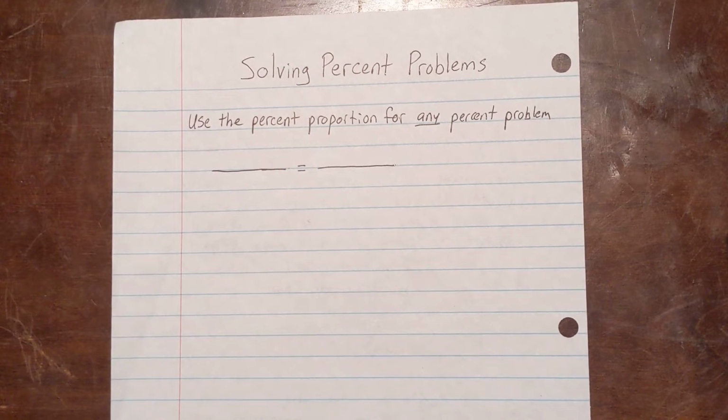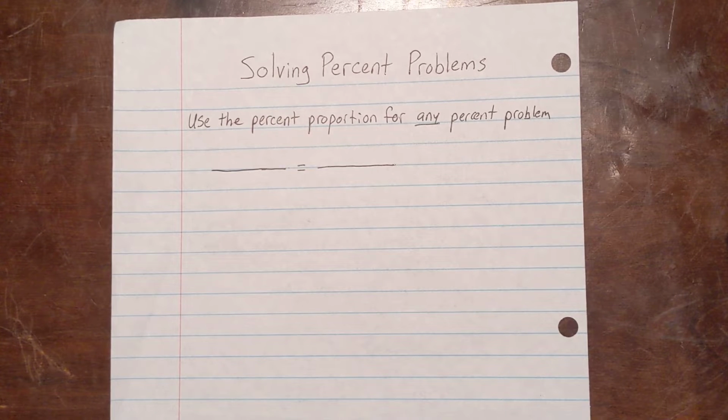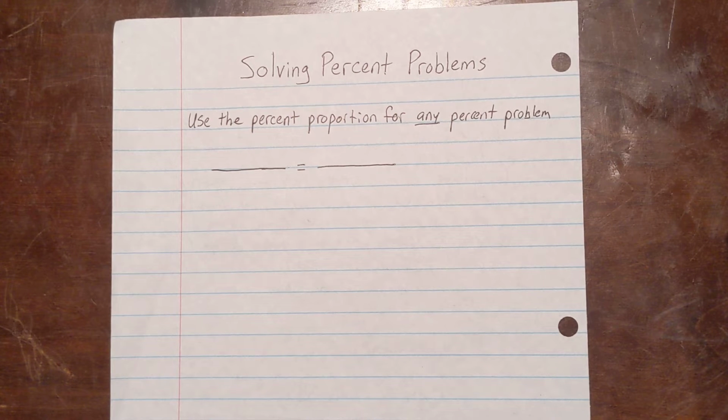Hey there, everybody. We are going to be taking notes on how to solve percent problems. So this is all following the lesson on how do we find the percent of a number. But this is going to be more particularly, how do we find the other numbers in a percent problem? So there are always going to be four numbers in a percent problem, and they exist in a particular proportion.